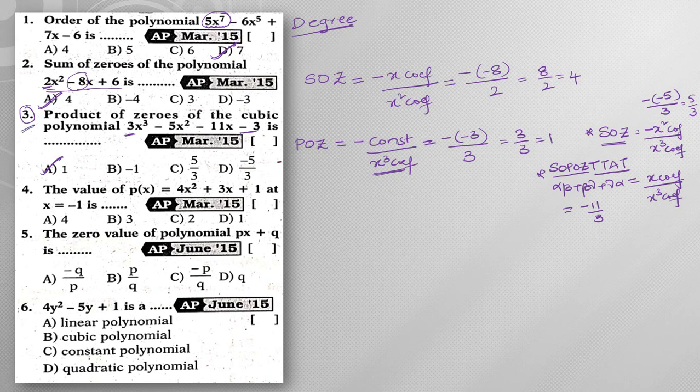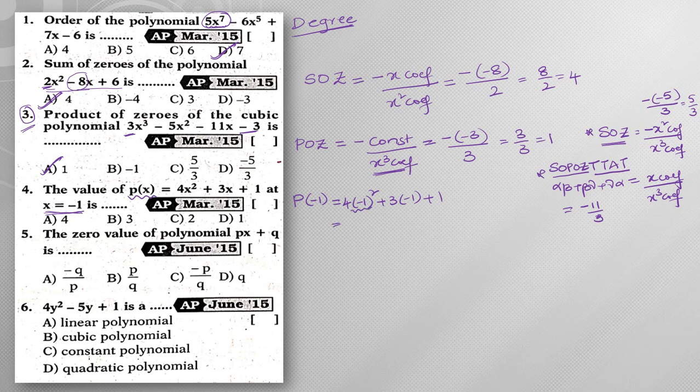Next, moving on to question number 4. The value of p of x is equal to 4x square plus 3x plus 1 at x is equal to minus 1. For the given polynomial p of x, what is he asking? At x is equal to minus 1. That means we need to replace x with minus 1. Then what am I going to have? 4 times of minus 1 whole square plus 3 times of minus 1 plus 1.